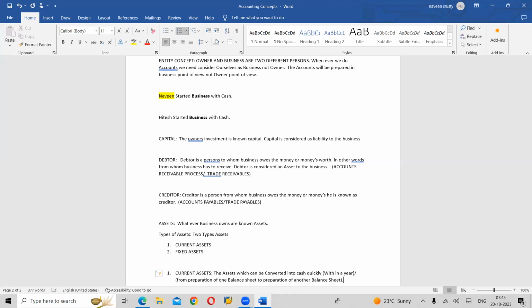Is it a fixed asset or a current asset? Fixed. Same question again, because we touch, we feel. Sorry, no, we can see it, we can touch it. No, I'm not asking what is tangible and intangible.